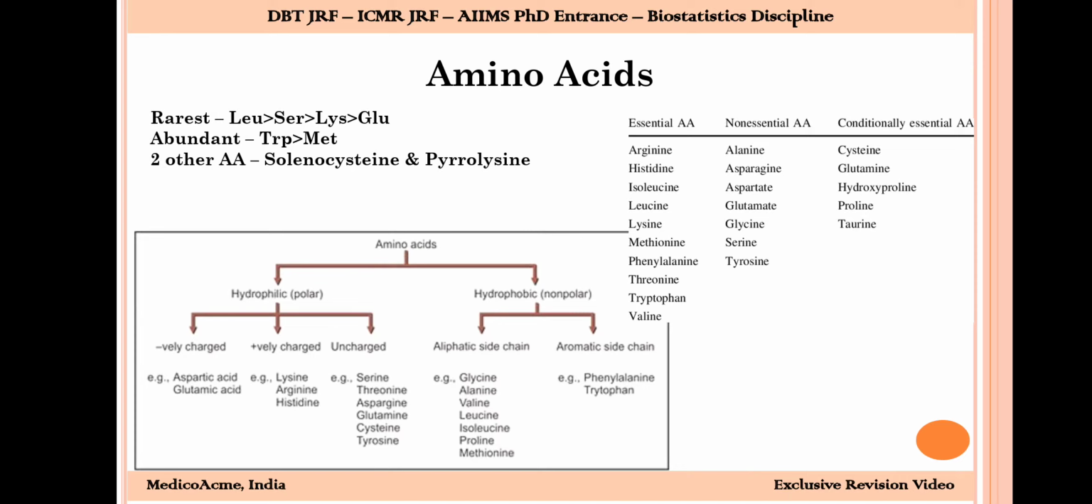Please remember the essential amino acids, all listed here: arginine, histidine, isoleucine, leucine, lysine, methionine, phenylalanine, threonine, tryptophan, and valine. You can watch my video on amino acids in the biomolecules part from October 2020. There you can find all the tricks to remember the essential, non-essential, and conditionally essential amino acids, that is semi-essential amino acids. The amino acids can be classified as hydrophilic and hydrophobic.